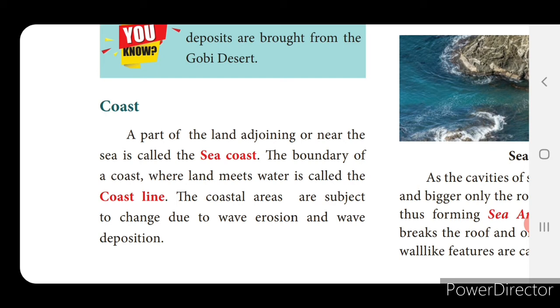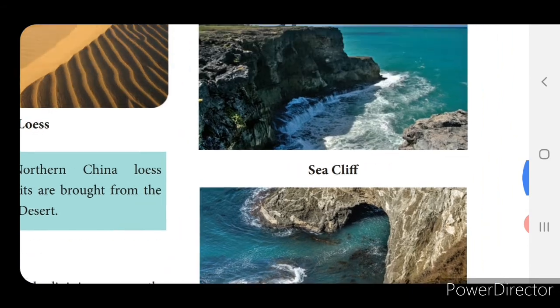So the boundary of a coast where the land meets water is called coastline. The coastal areas are subject to change due to wave erosion. In oceans or seas, the waves are always coming, reaching the land, and going back again, isn't it? When it reaches the land, it carries some things from the sea and deposits them on the coastal line. Sometimes erosion also takes place.